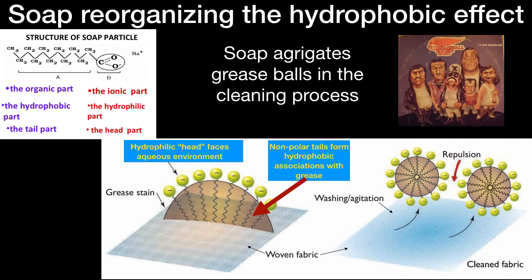So this is how soap works. The hydrophobic tails of soap can associate with grease, the grease in your clothes or the grease on your dishes, and they form little balls of grease that are surrounded by detergent molecules inside the aqueous environment. So that's how grease or oil or dirt is lifted off of material or your plates in the cleaning process.